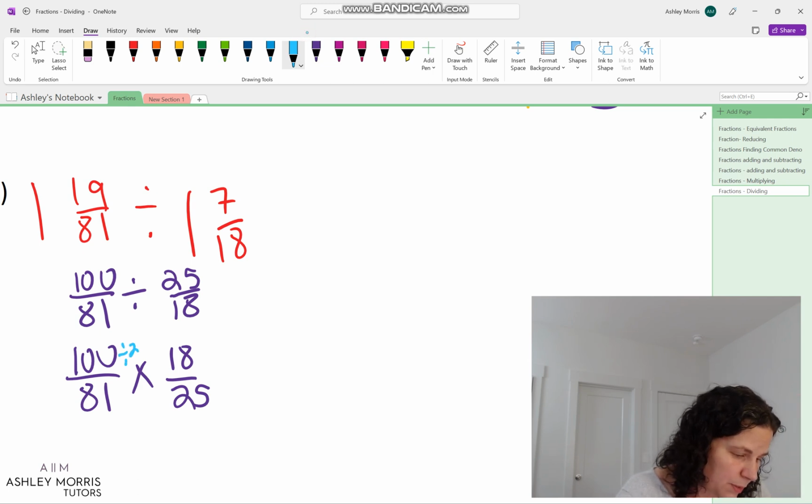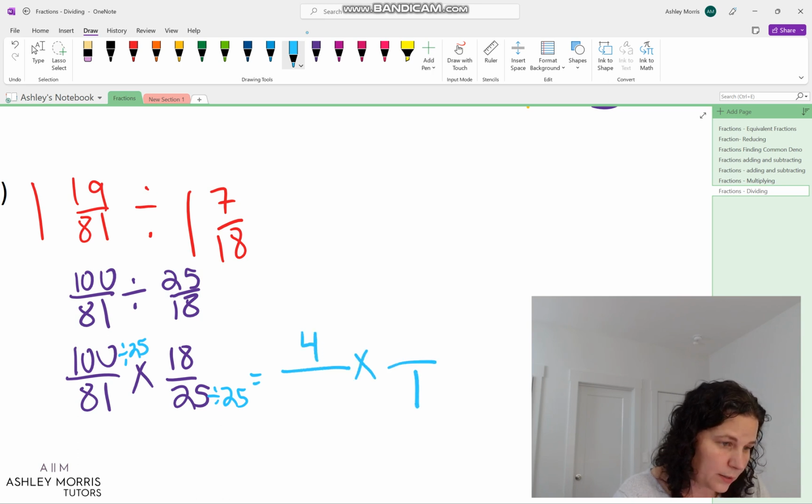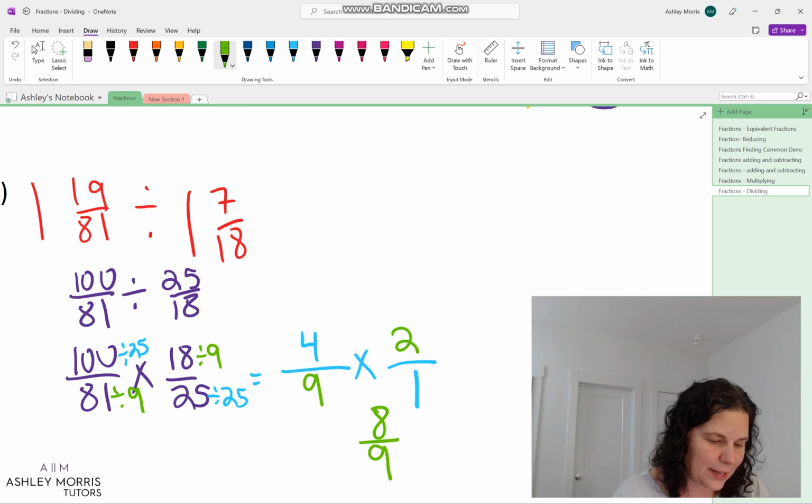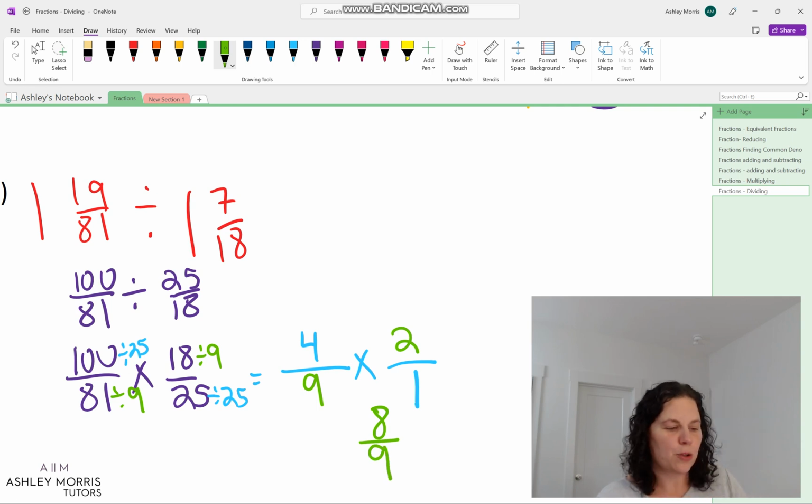So I'm going to divide this one by 25 and this one by 25. That's going to give me a 4 and a 1. And then these are both divisible by 9. 9 and 2. So that's going to give me 8 over 9. All that, those big numbers, and we get 8 over 9.